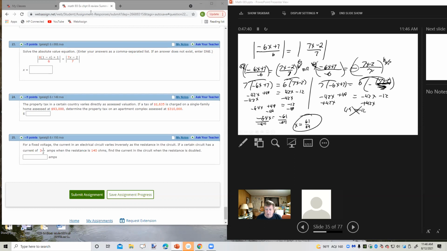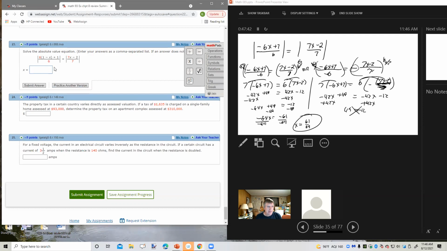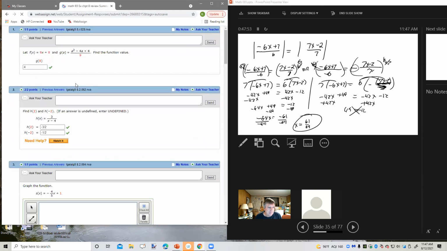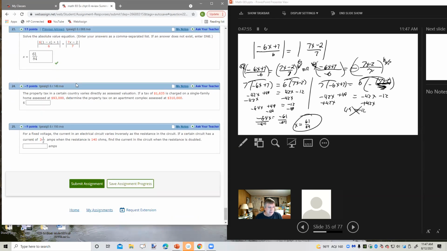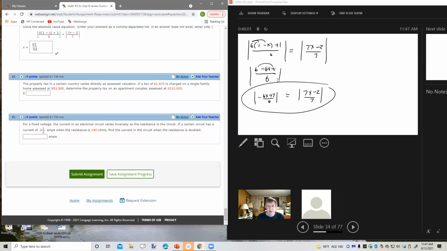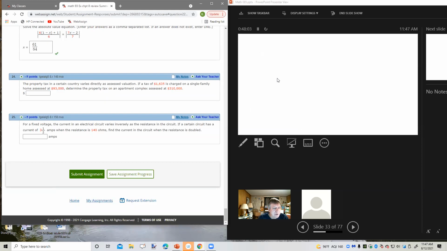And I know I kind of went quickly there. I'm trying to get through all this. I should just slow down. Let's see what happened here. Here's hoping. All right. We've got a couple of variation problems, and we'll take a break and come back and take a look at chapter 9. The property tax in a certain country varies directly as assessed valuation.